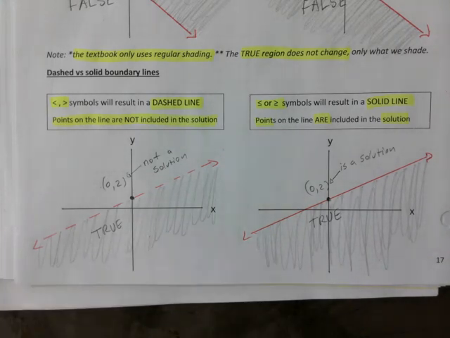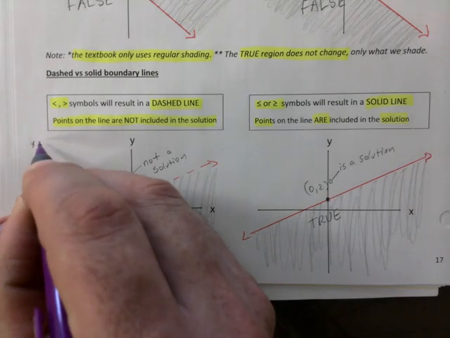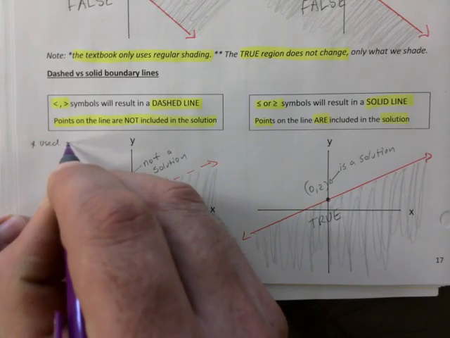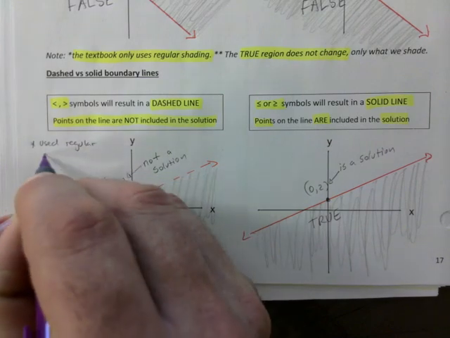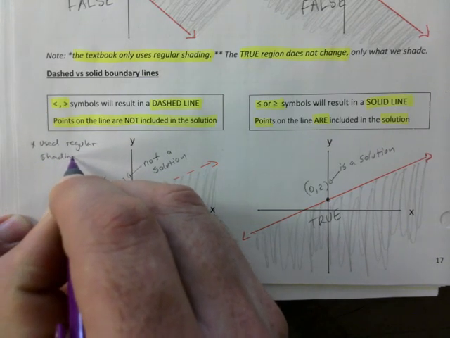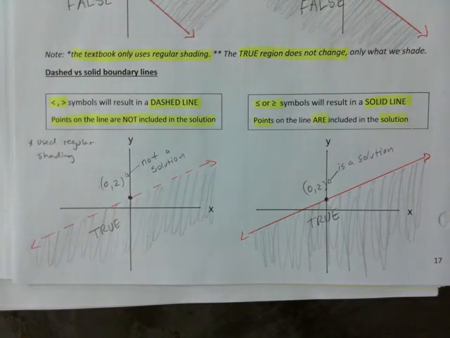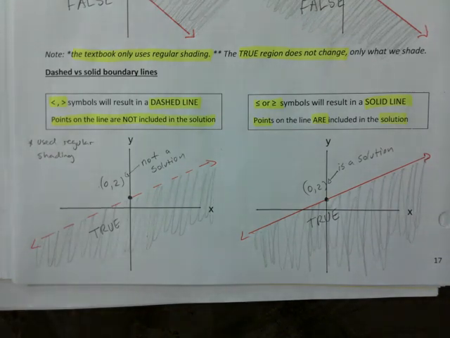What kind of shading did we use for these two examples? We shaded the true region for both, right? So we used regular shading. Regular shading.